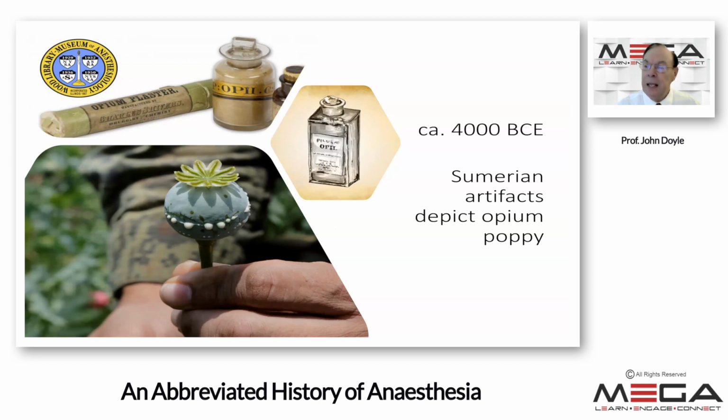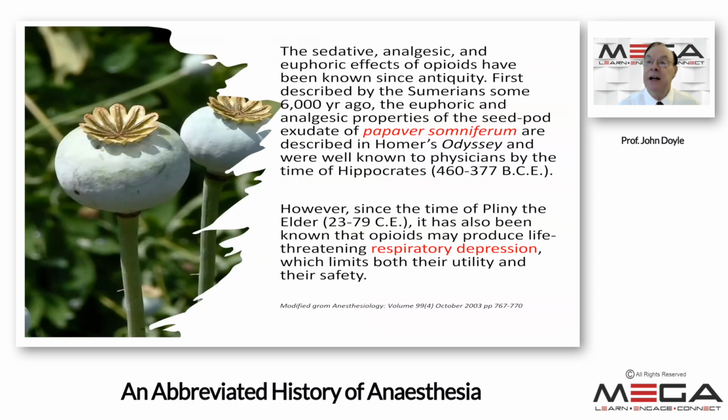For example, about 6,000 years ago, we had Sumerian artifacts depicting opium in the form of the poppy, and opium is available in a variety of formats. The sedative, analgesic, and euphoric effects of opioids have been known since antiquity. And in fact, it's described in Homer's Odyssey and well known to physicians by the time of Hippocrates, which was around 400 before the Common Era, BCE. However, it's also known early on in history that opioids can produce life-threatening respiratory depression, limiting their utility and, of course, their safety.